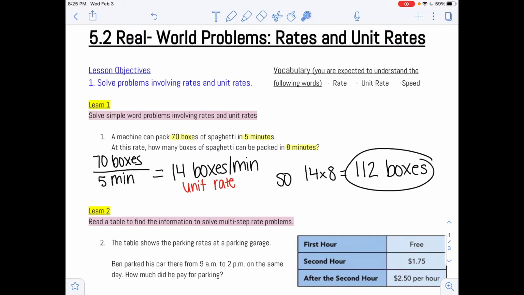So with any kind of word problem set up like this, where you're starting with a rate and then it's asking you to find maybe how many boxes or some other amount given the second amount, we can always draw back on our unit rate and use that to solve for any other unknown amount.